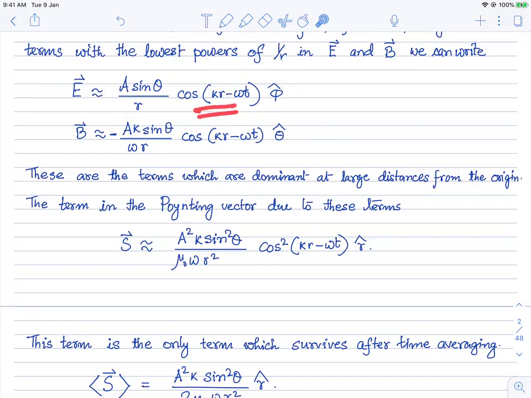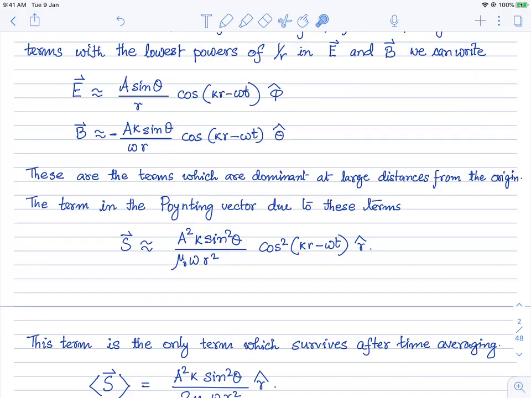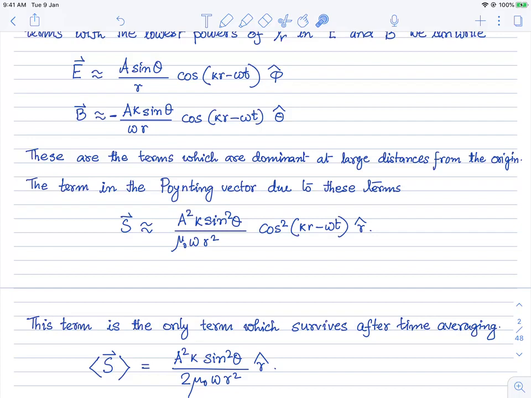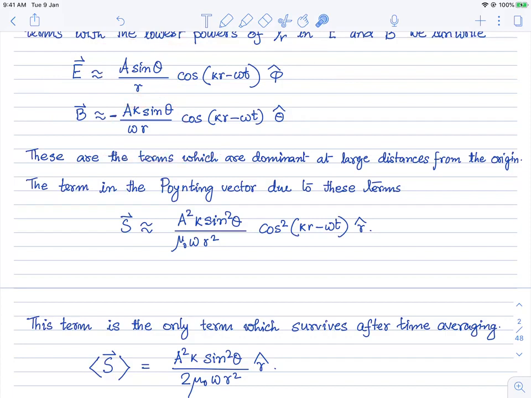And not only that, you see at a constant time, let's say time t equal to 0, the phase of the electric and magnetic field remains constant over a surface which is kr equal to constant. So this is basically an r equal to constant surface, and these r equal to constant surfaces are essentially spheres. So these are therefore known as spherical waves. They have this kind of form. Their amplitude goes down as 1 over r, and they have the oscillatory behavior as is necessary for a wave, and it is also a propagating wave because of this particular combination here.